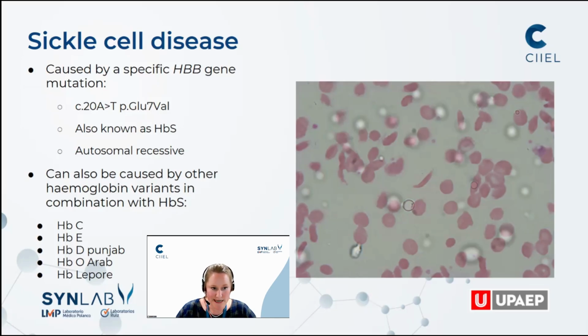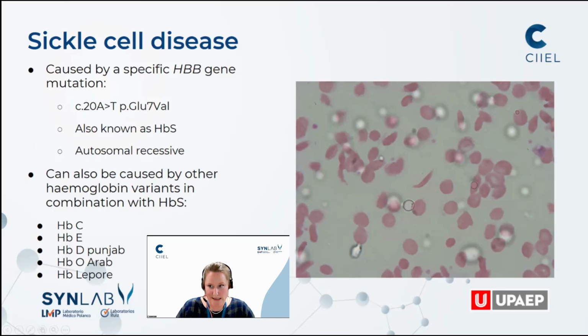It's also known as HbS, so sickle. It's inherited in an autosomal recessive fashion, so again, you have to inherit a mutation from the mother and the father. And the key difference with sickle is that it can also be caused by combinations of other variants in the beta globin gene. I've just put a list here of the clinically relevant variants for your awareness.